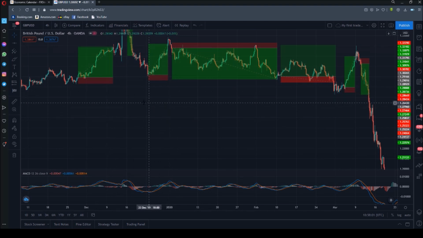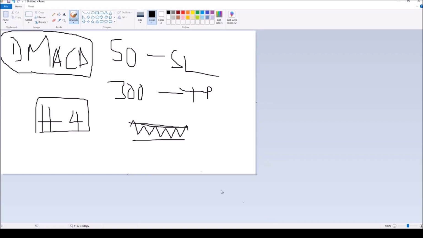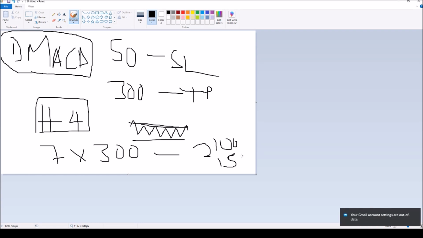So it basically means that if we multiply 7 wins, let's do the math. So we had 7 wins multiplied by 300 pips. It gave us 2,100 pips, and 3 losses, which gave us a negative 150. So as you can see, if we subtract this, we'll get 1,950 pips as our profit.